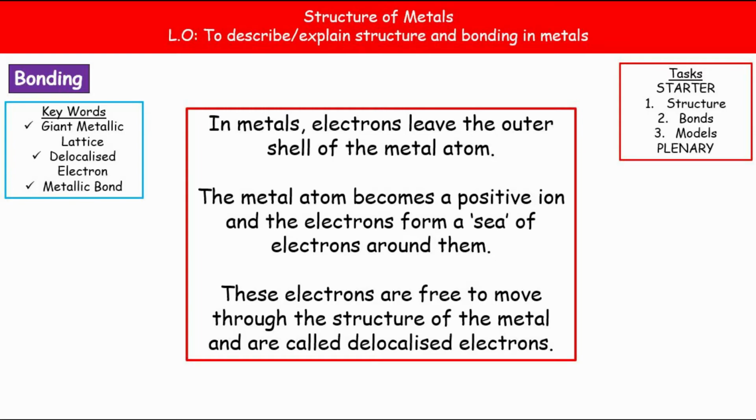So if you ever get a question asking why something can conduct electricity, then you can always go with the answer, it has delocalised electrons which are free to move. And if it asks why something will not conduct electricity, it doesn't have delocalised electrons which are free to move. Make sure you've got those 3 sentences written in your book. I'll leave them up for another couple of minutes just so you've got a chance to write them down.